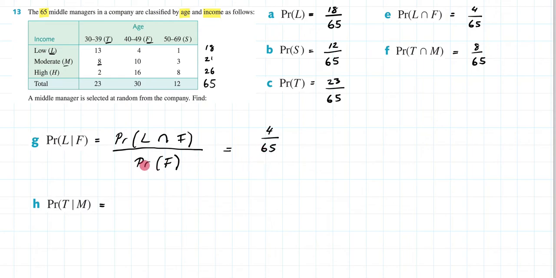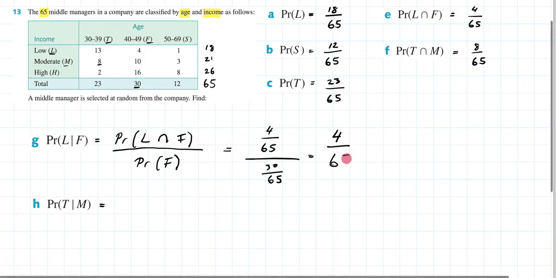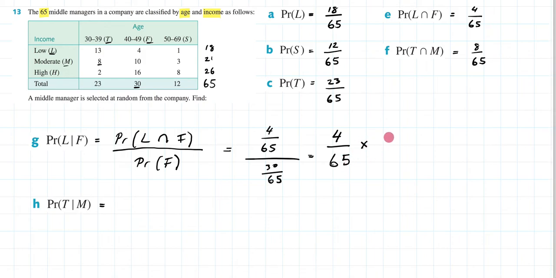I also know what my probability of F will be. The probability of F is going to be 30 over 65. I'm just going to do stay, change, flip to solve this. So stay, change, flip. These will go away, and I'll be left with 4 over 30, which is the same as 2 over 15.